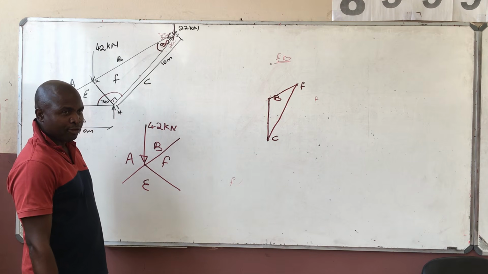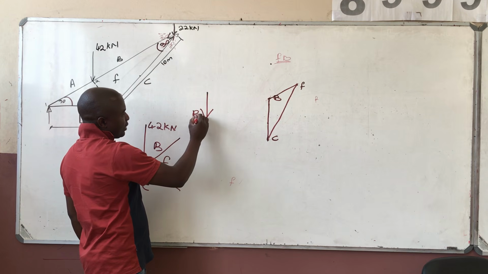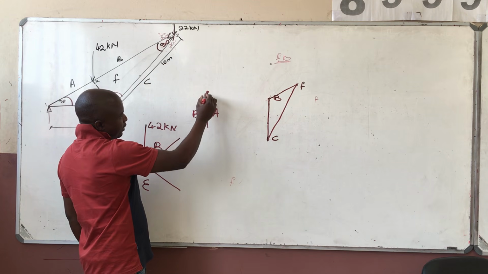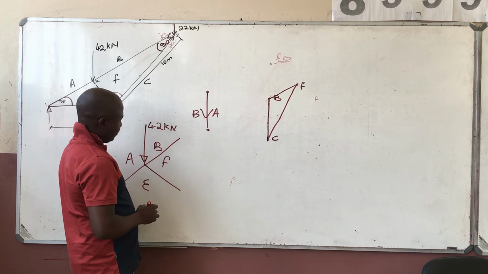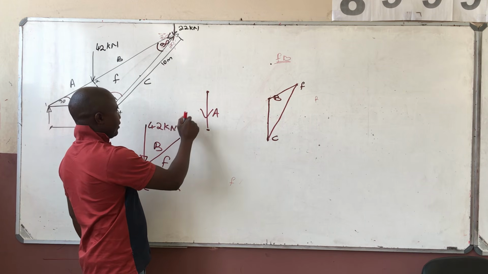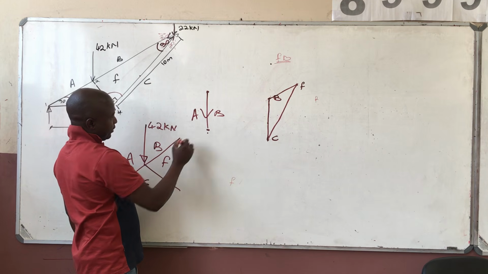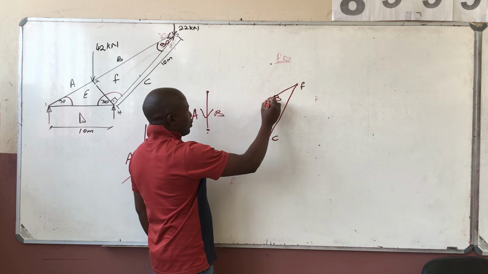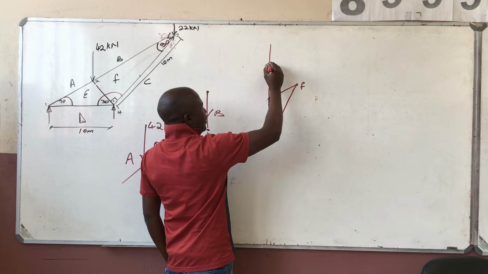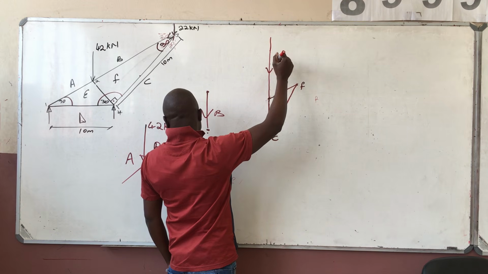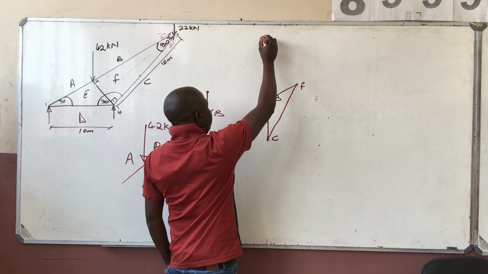B is above, because this one is going down and this one is BA, therefore BA, right? Oh, this one is AB. It's AB. So it's also vertically up with a downward arrow. So this one here is A.